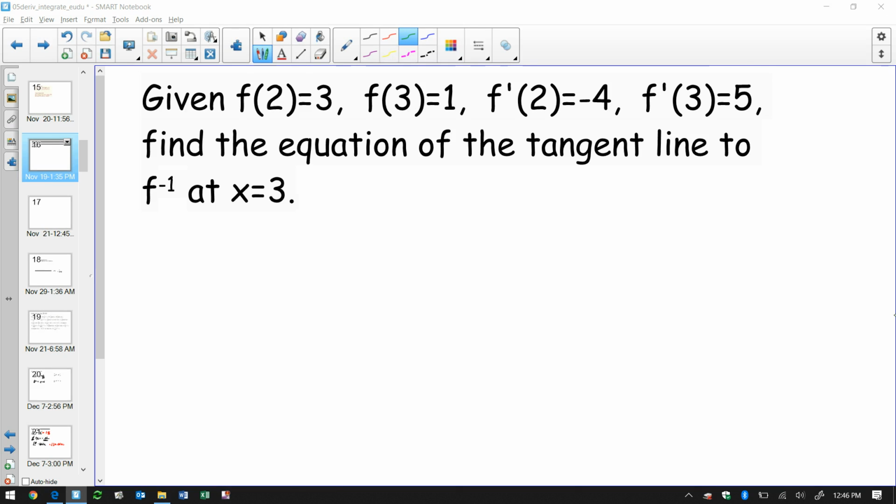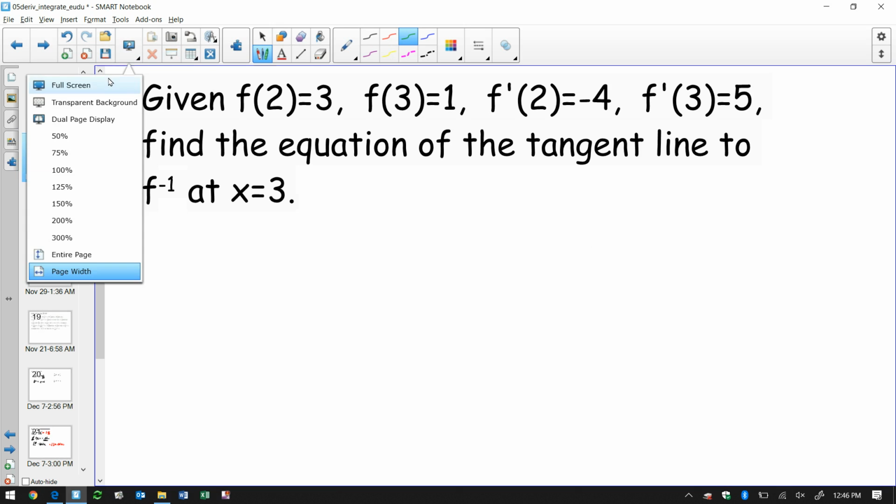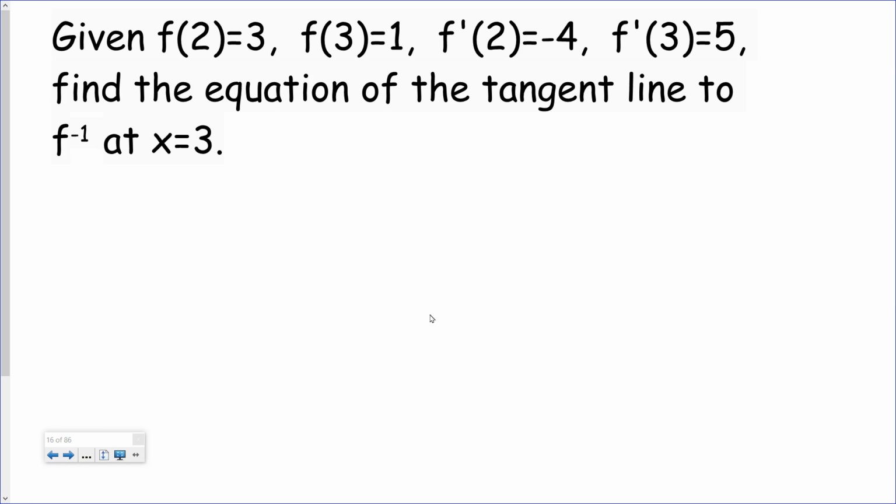Okay, guys, let's do this problem together. Here, I've got given f, I've got some f values, I've got some f prime values, and I want the equation of a tangent line. So if I want an equation of a tangent line, what do I need to do? I need a point and I need a slope, right? So I'm going to write this down. I need a point and I need a slope.